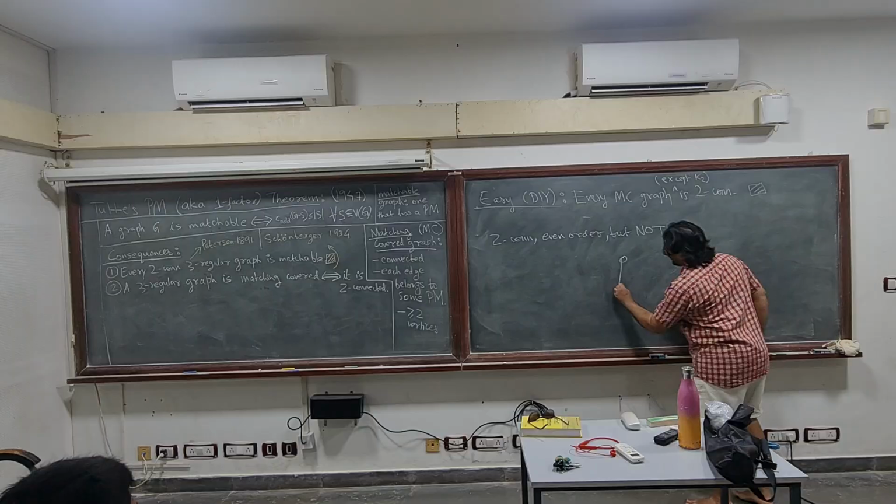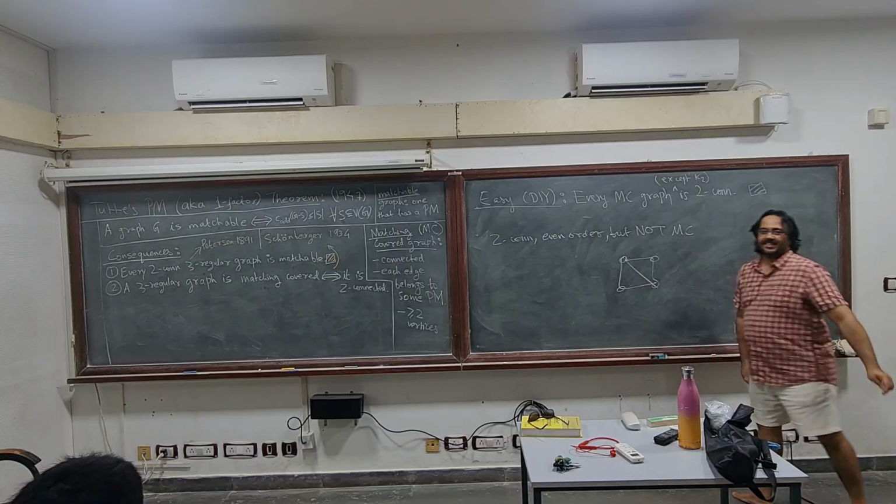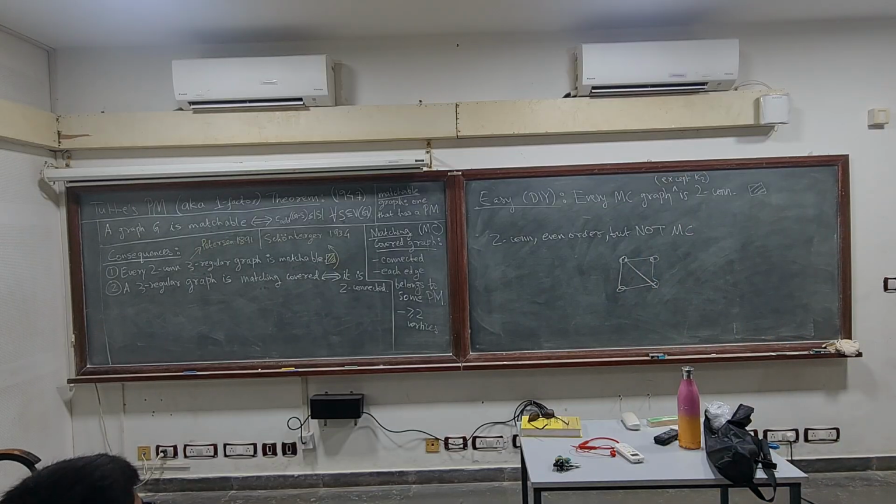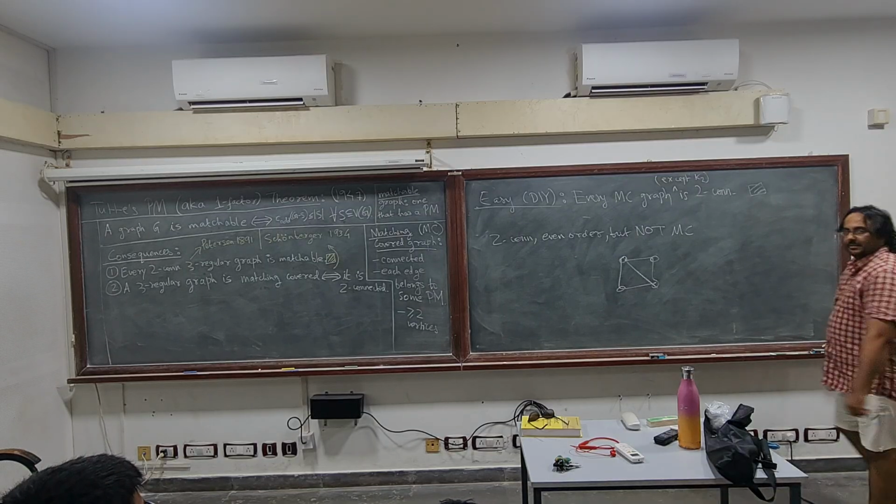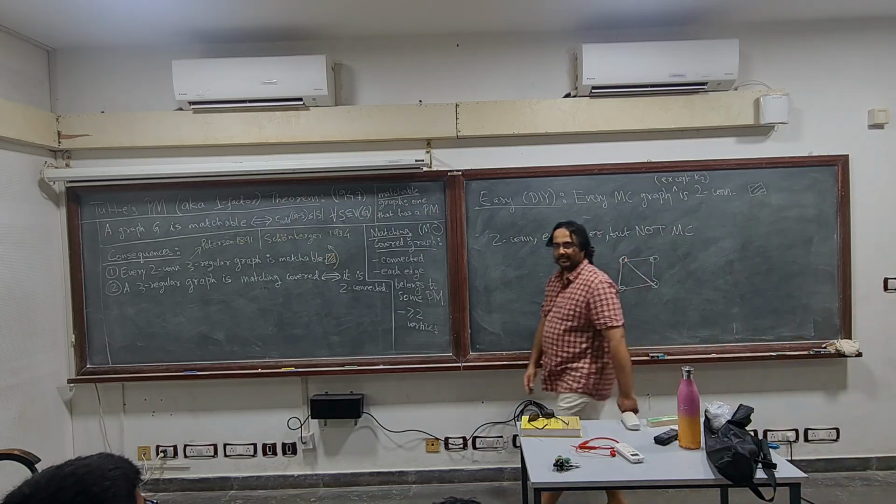Okay. Sure, that works. This graph is not matching covered. Every edge except one edge belongs to a perfect matching, right? This edge does not belong to any perfect matching.